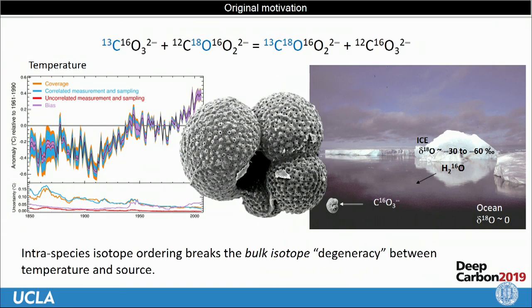So instead of relying on the partitioning between two phases, if you have an intra-phase thermodynamic parameter, in this case, the distribution of isotopes across bonds, like, for example, putting two heavy isotopes on a bond, now you don't have to worry about the phase that you no longer have present, for example, the water. You only have to worry about the phase that you have in your hand. In this case, it would be carbonate, and in our case, it would be a gas. So this is proving to be a very popular technique, and it breaks this so-called degeneracy between, for example, ice volume and temperature in paleothermometry of the oceans.